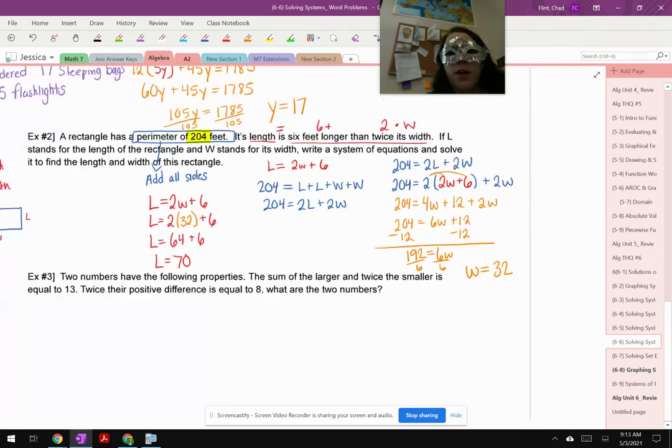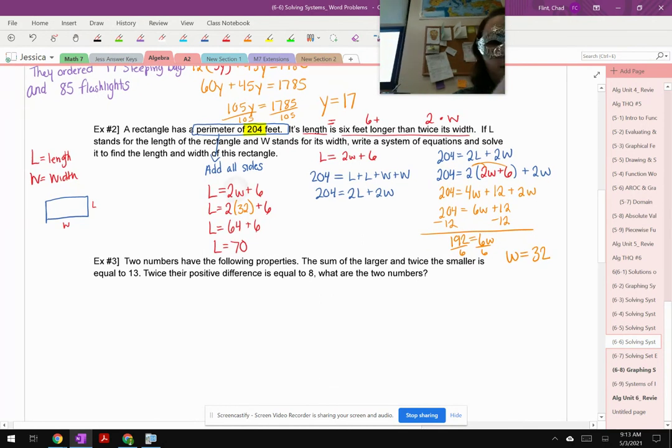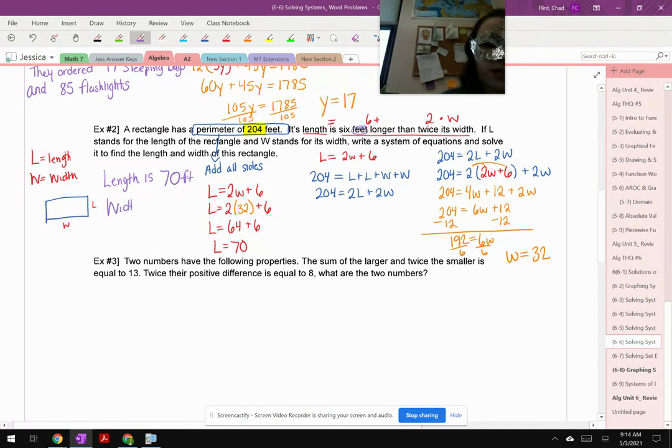Yep. So, here we go. Need a little answer sentence to explain what that means. The length is 70 feet. We were talking feet. And the width is 32 feet. Boom.